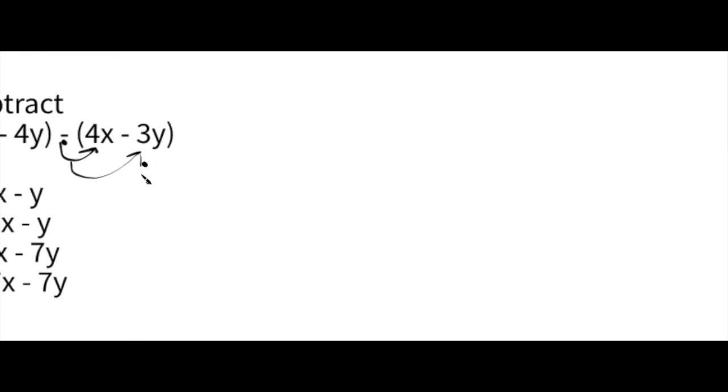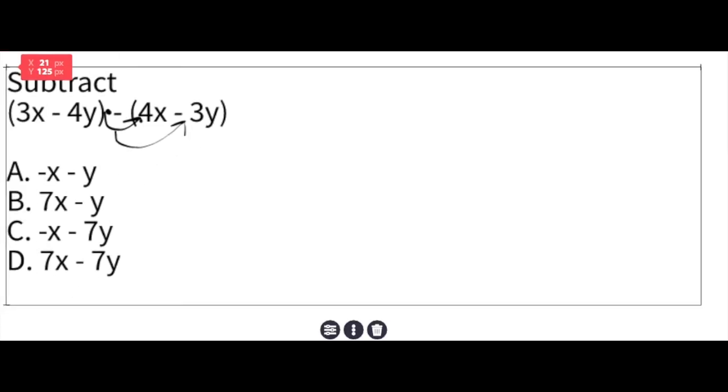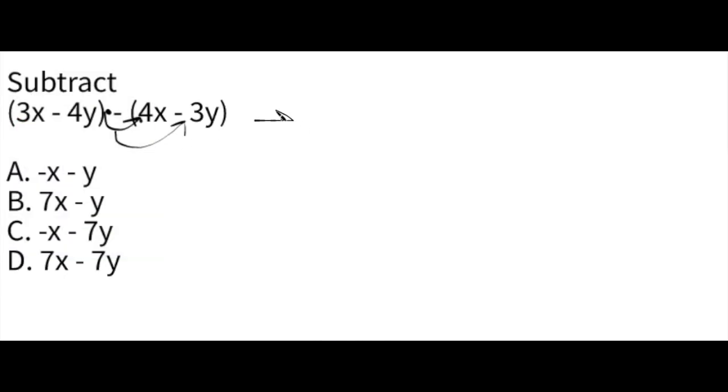So basically, whoops, why did this happen? Don't know what's going on with my screen. But basically what we're going to do here is rewrite this so that it becomes 3x minus 4y. That's going to stay the same. That's not going to be changed here. And this 4x is going to become minus 4x. All right, that's the first big thing you need to see.